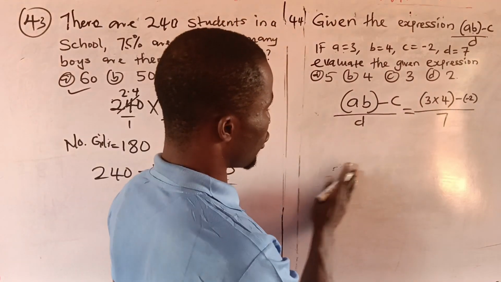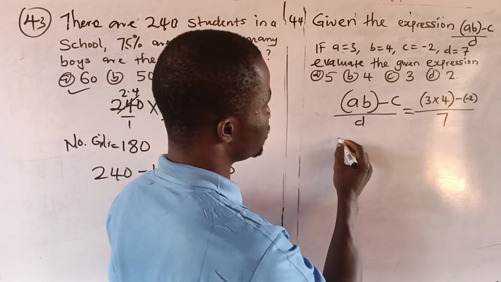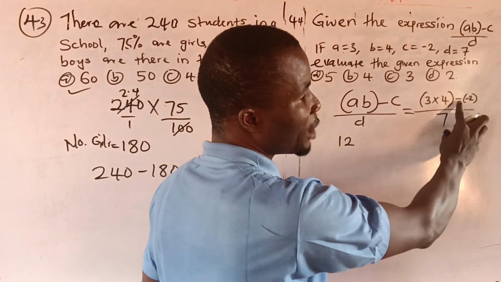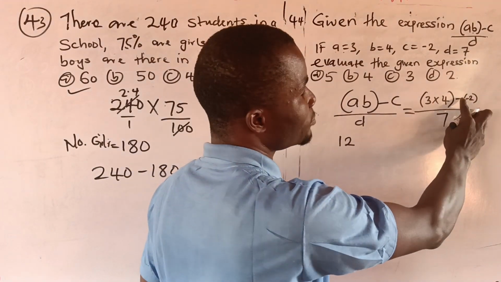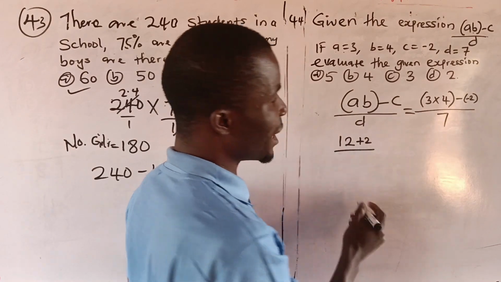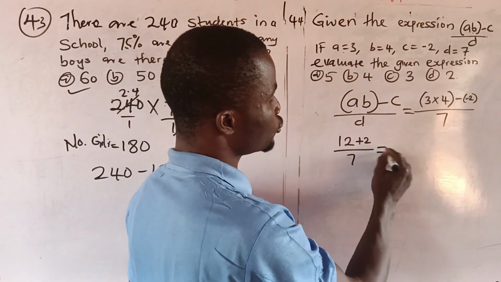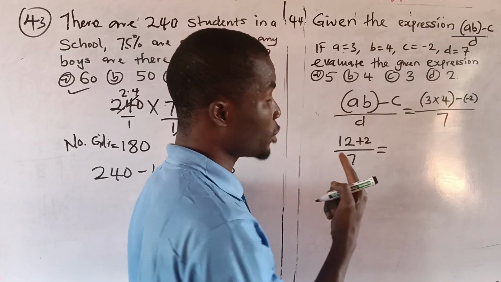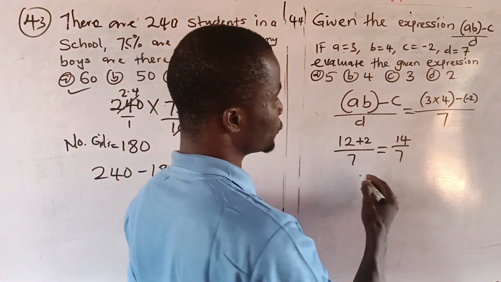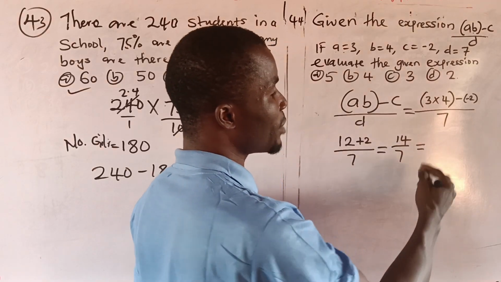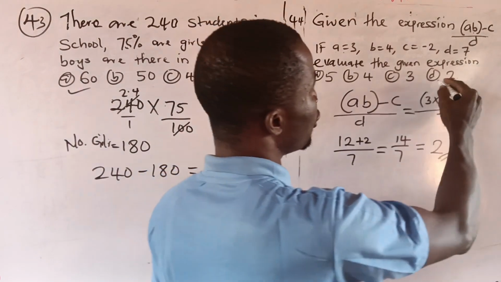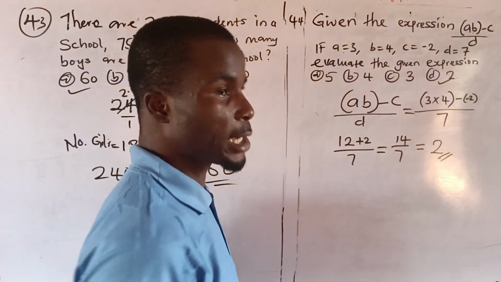3 times 4 is what? Let's open the bracket. 3 times 4 is 12, right? Minus, to open this bracket, we use minus to open the bracket. Minus times minus will give us plus. So we have plus 2 divided by 7. So 12 plus 2, what do we have? We have 14. 14 divided by 7. At the end, 14 divided by 7 will give us 2. That is the answer. Let's check the option. Option D is the correct answer.